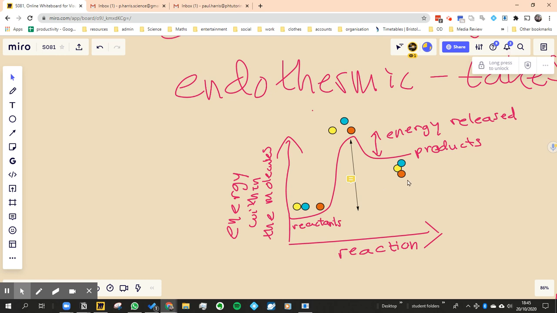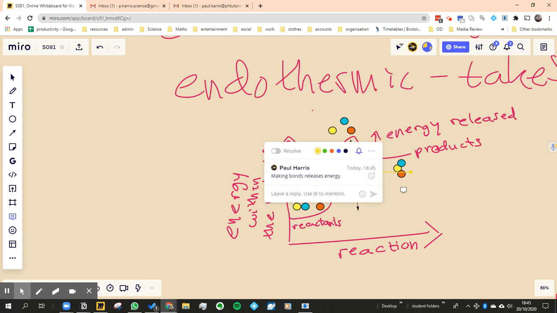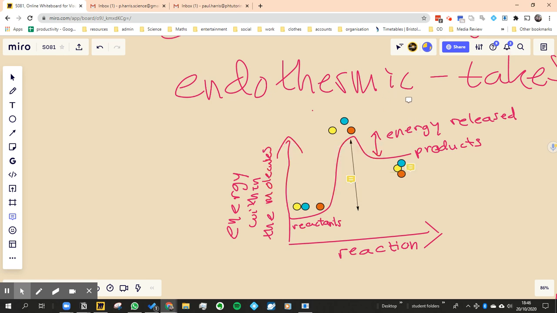So we're going to write a comment here that says making bonds releases energy. Okay, so it always drops down after the hump because it's making those bonds, and it always goes up originally because it needs to break the bonds in the first place, and that takes energy.